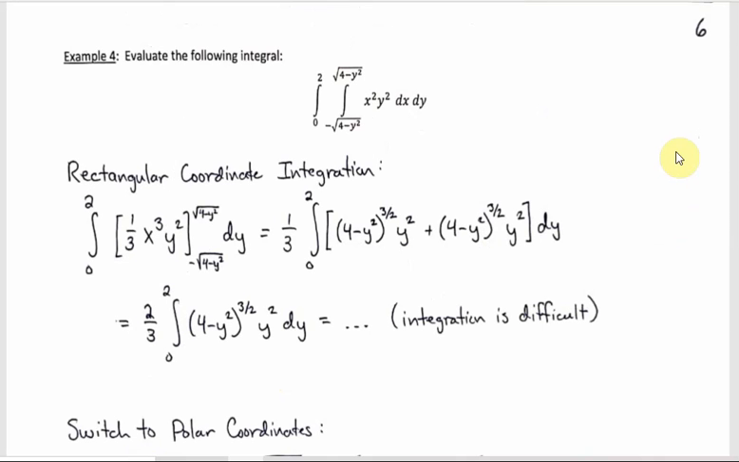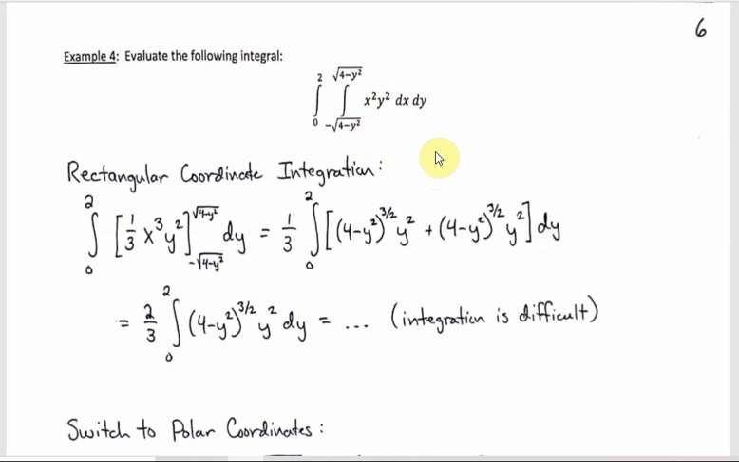Example number 4. I added in some extra stuff in this one, which makes it really long. That's why it has an extra page. But I wanted to show what happened if you tried to just bulldoze through it using rectangular coordinates. You end up in trouble, which makes sense because if you look at these limits of integration for x, that looks like a circle, right? Just solve for x. And when you have something that's circular, you're usually way better off with polar coordinates.